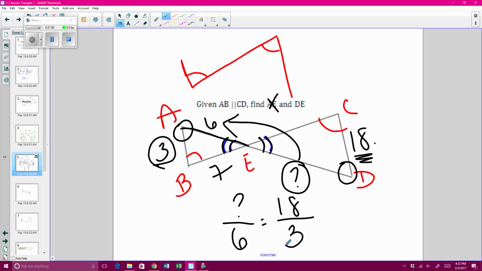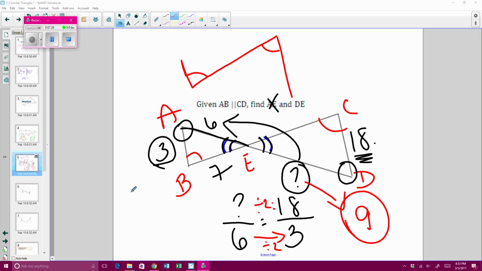There's a few different ways you could do this. You could cross multiply. I'm just going to ask myself, how do you get from 6 to 3? And the answer is that you divide by 2. And so what divided by 2 will give me 18? The answer is 9. Now that I know the scale factor is times, what would it be here?